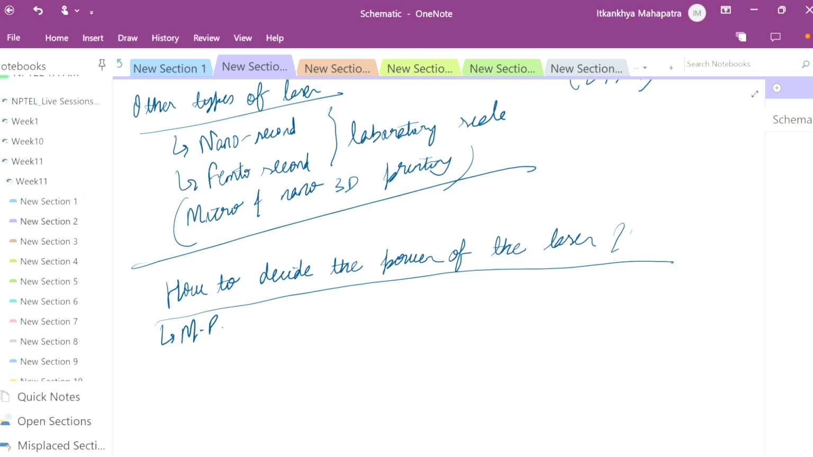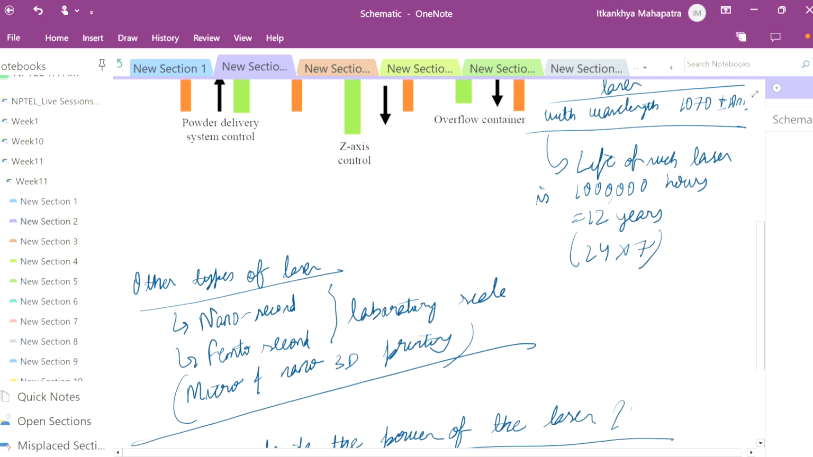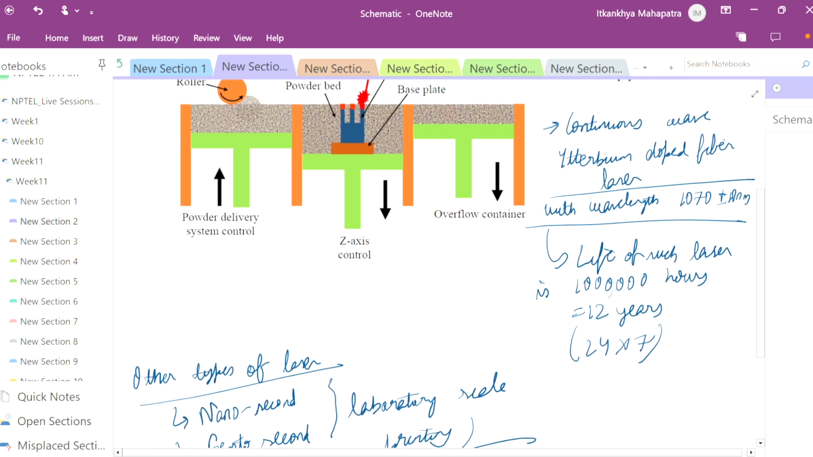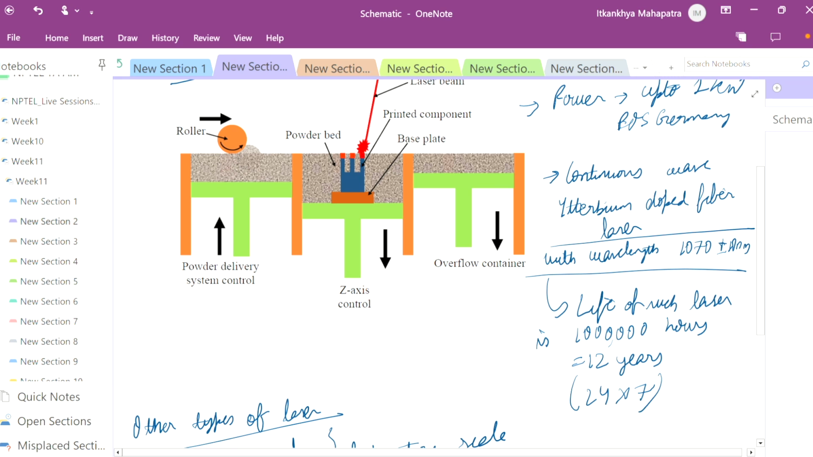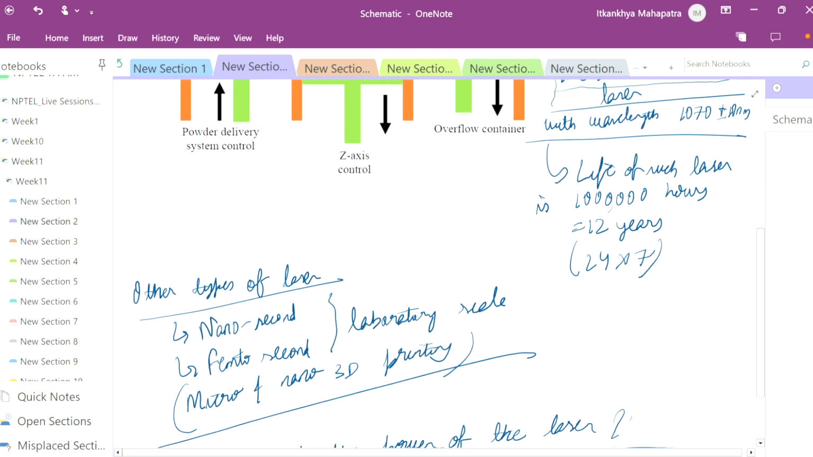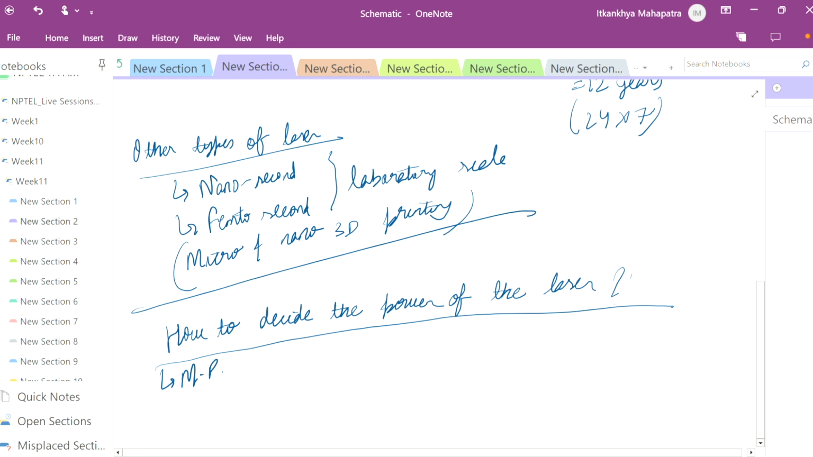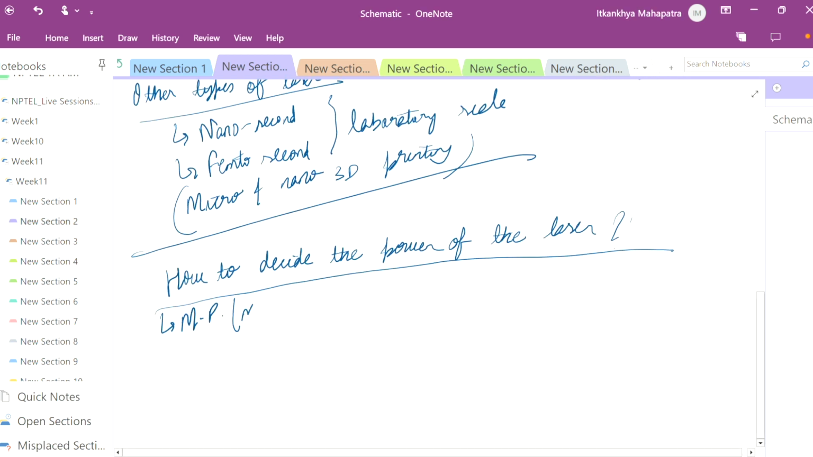Till now we discussed how many lasers can be used, what power is required, and the types of laser. This is the laser which is used commercially, and these two types of laser are used on laboratory scale. Now we are trying to understand how to decide the power of the laser. So first is our melting point. This is the most important point.